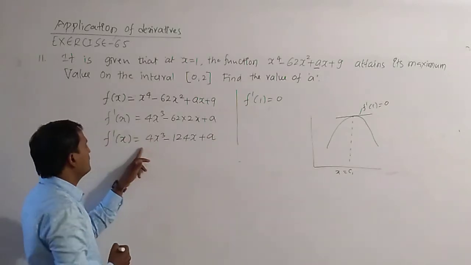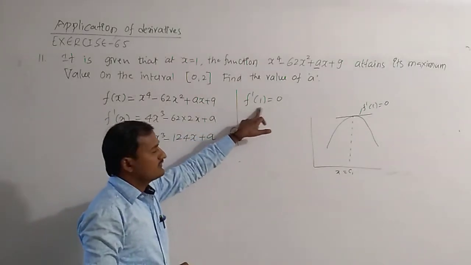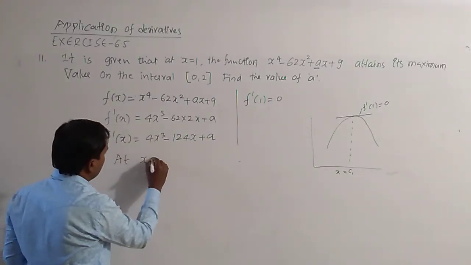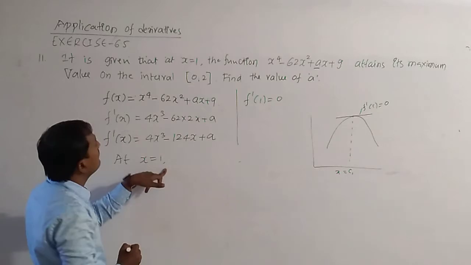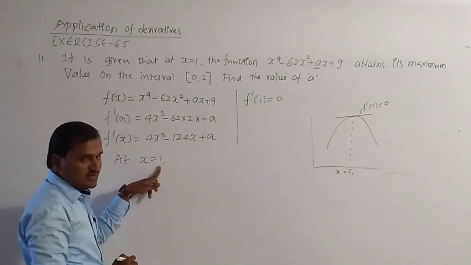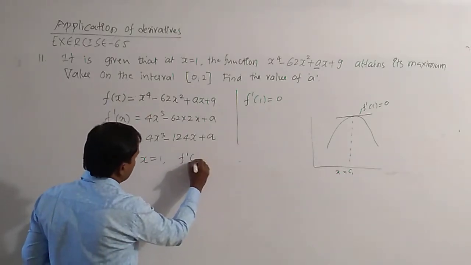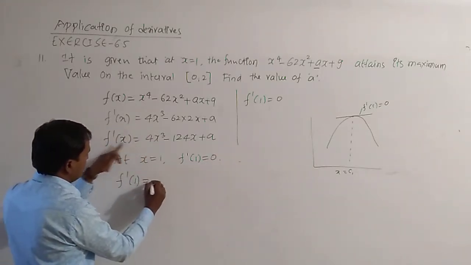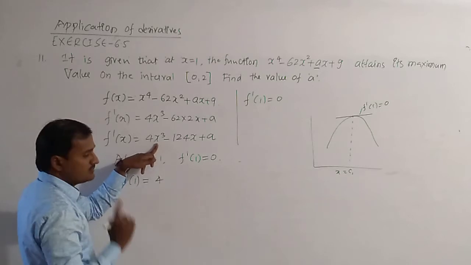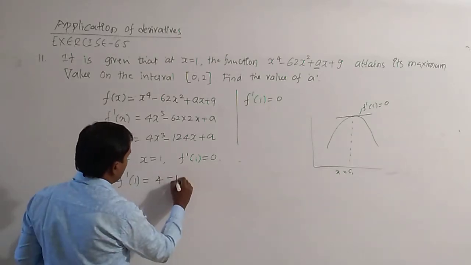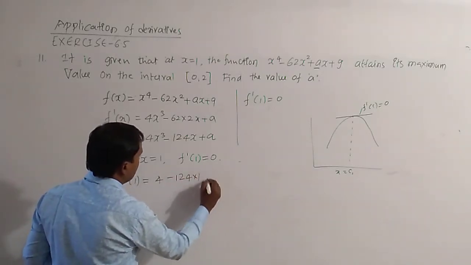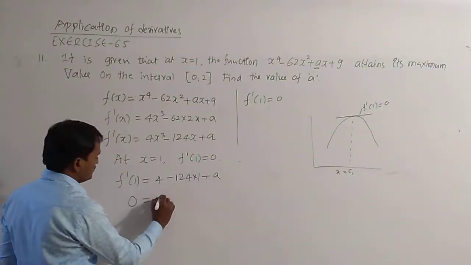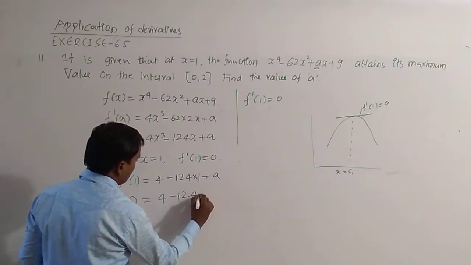Okay, now what they given? They given f dash of 1. They given, it means that at x equal to 1, right? So the given function attains its maximum value. So this means that f dash of 1 equal to 0. So therefore I will take f dash of 1 equal to 4, because 1 cube means 1, minus 124 into 1 plus a. So what is the value of f dash of 1? 0, because here it is 4 minus 124 plus a.